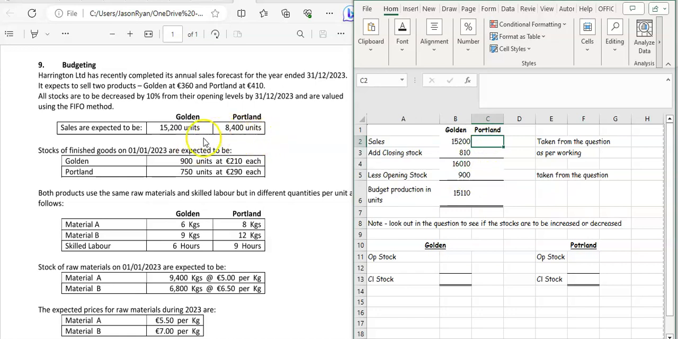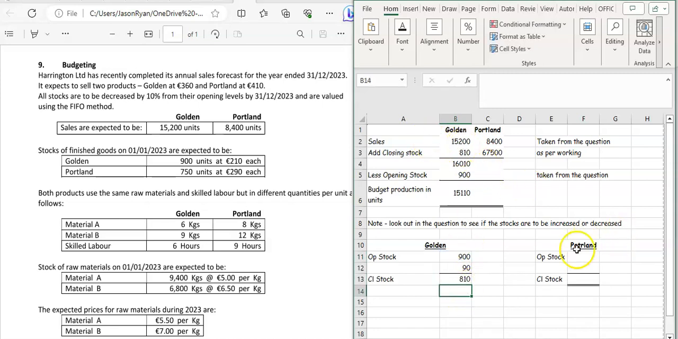Then we're going to do Portland. So Portland sales are expected to be 8,400. Their opening stock is 750, but remember that's going to decrease by 10%, so we're going to multiply by 90%. It's just a quicker way to do it. You could do it down here: you could multiply the 900 by 10%, it's going to be 90. Then you take the 90 away from the 900 and you get 810.